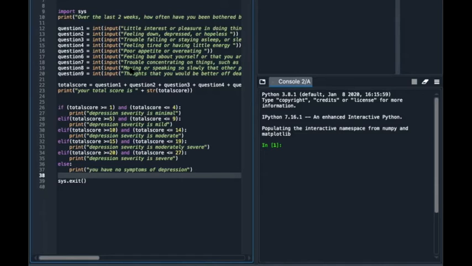Then the code uses the input to ask 9 questions of the PHQ about depression. The user responds with the numbers 0 to 3, which are stored as variables. Then the total score is calculated by summing the response to each question. Based on the total score, Boolean logic and conditional statements are used to determine how severe the symptoms of depression are. Let's run through an example.